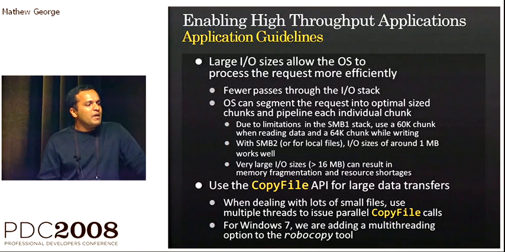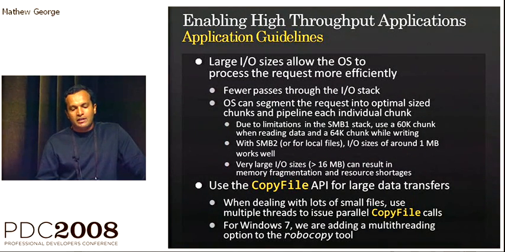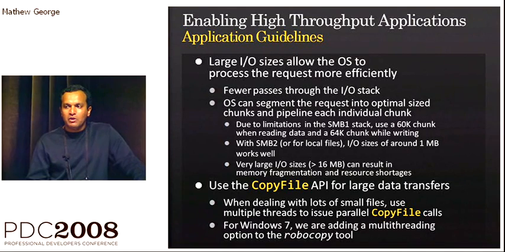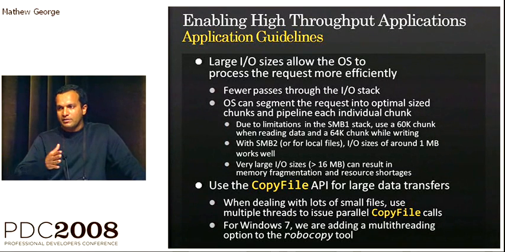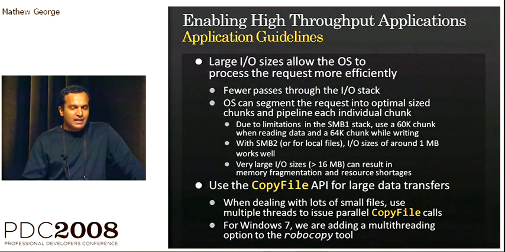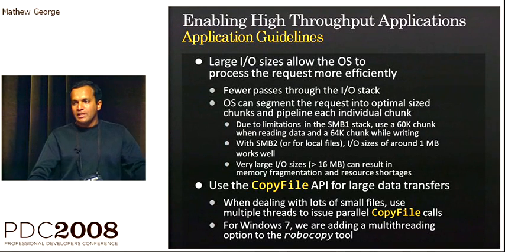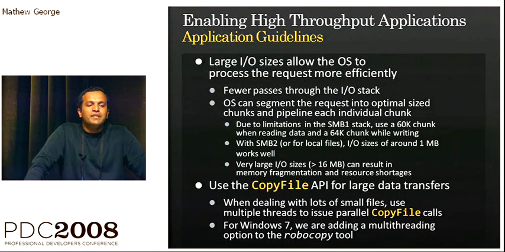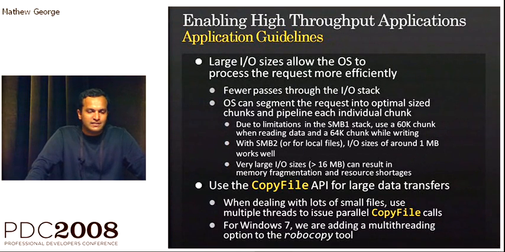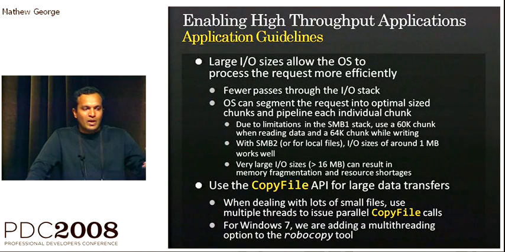One caveat to remember here is if you are targeting your applications for down level Windows 2003 SMB1 scenarios, large sizes don't work well because of certain implementation deficiencies. So there, a 60K chunk for read and 64K chunk for write is ideal. But with Windows 2008, Vista, and higher with SMB2, issue I/O size is about 1 megabyte. That's what we have observed is the best size, 512K to 1 megabyte.